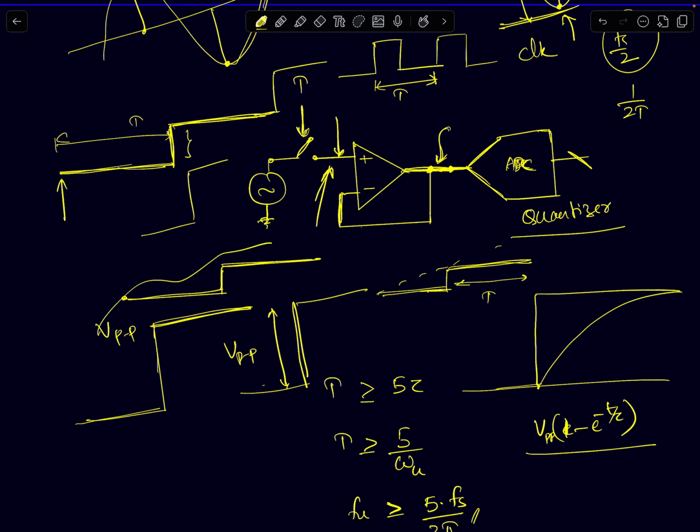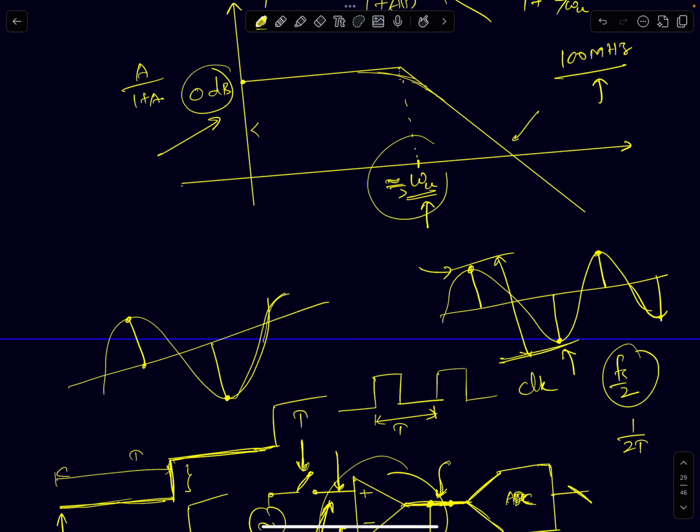Now this time constant for charging will be equal to 1 upon the bandwidth of this closed loop system, right? So we know the frequency response graph. From the frequency response graph, I can say what will be the time constant with which this system will respond. This is a closed loop system with a single pole.